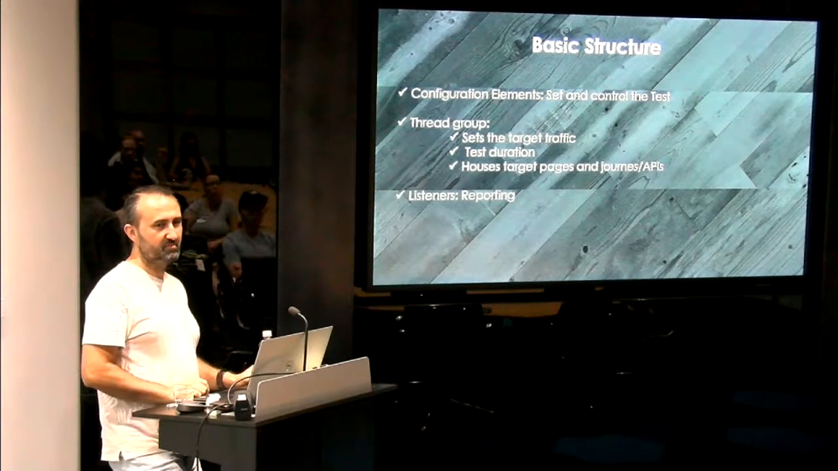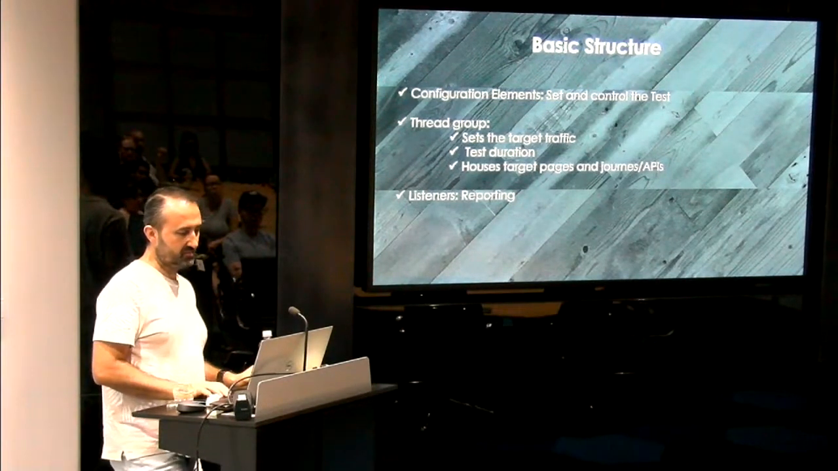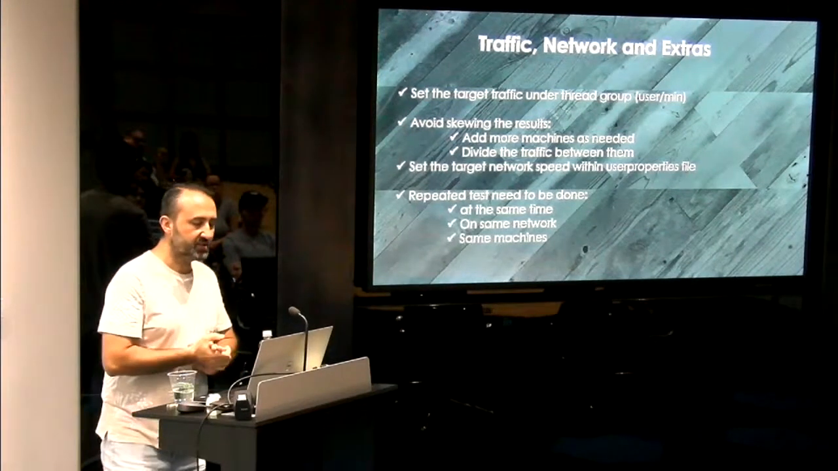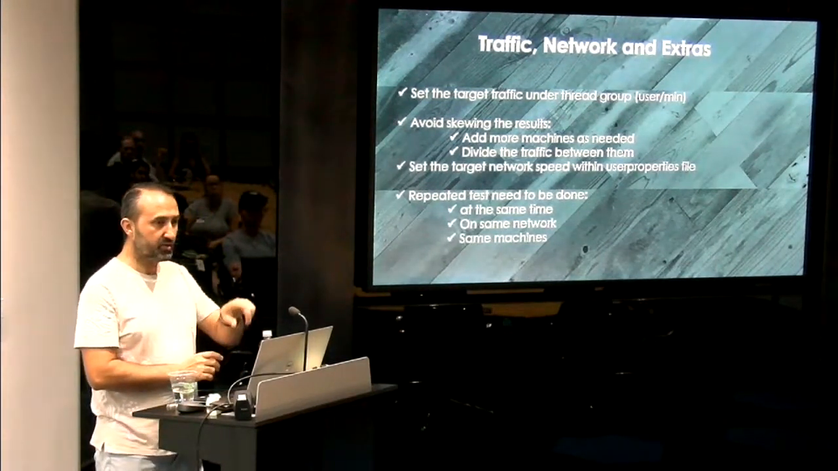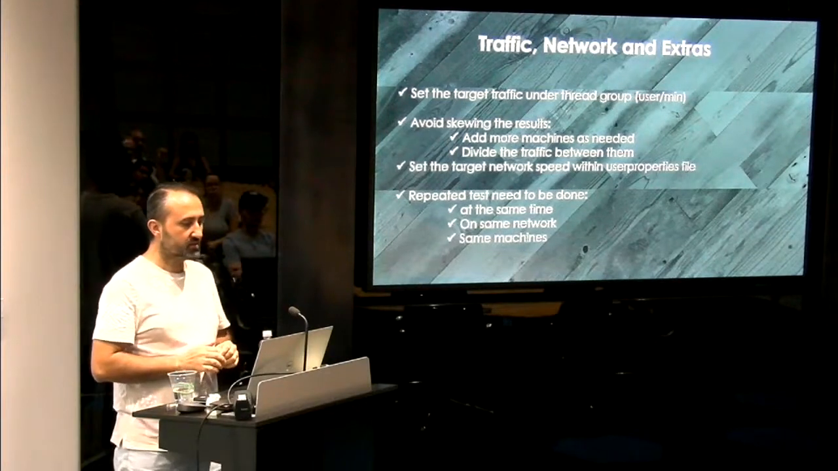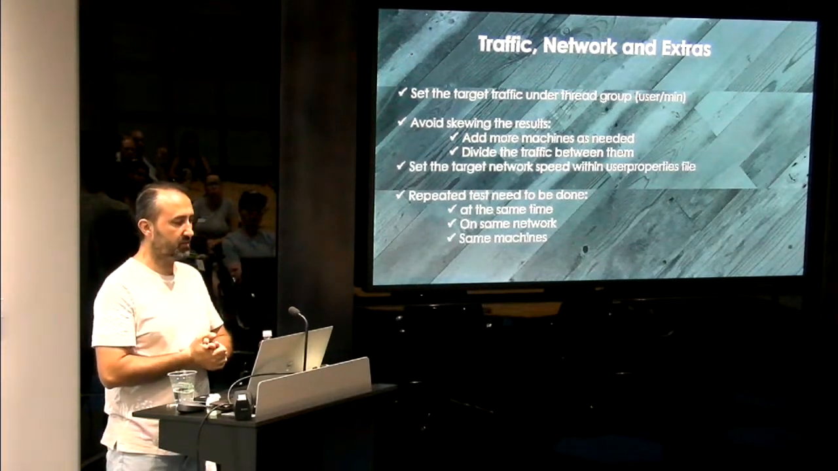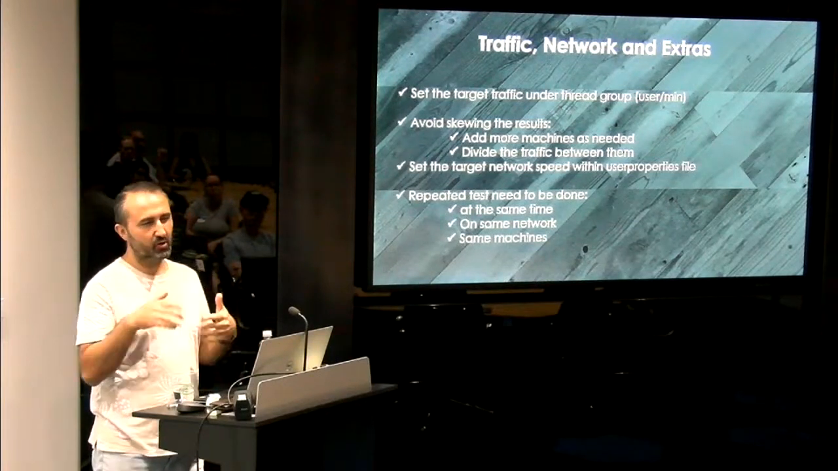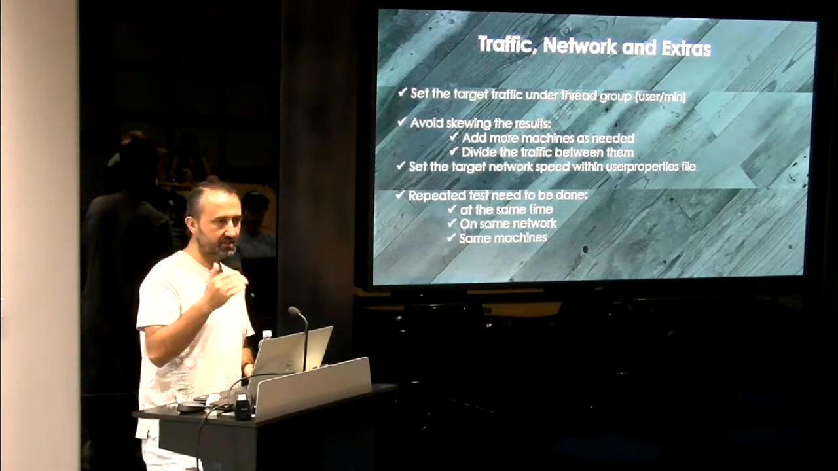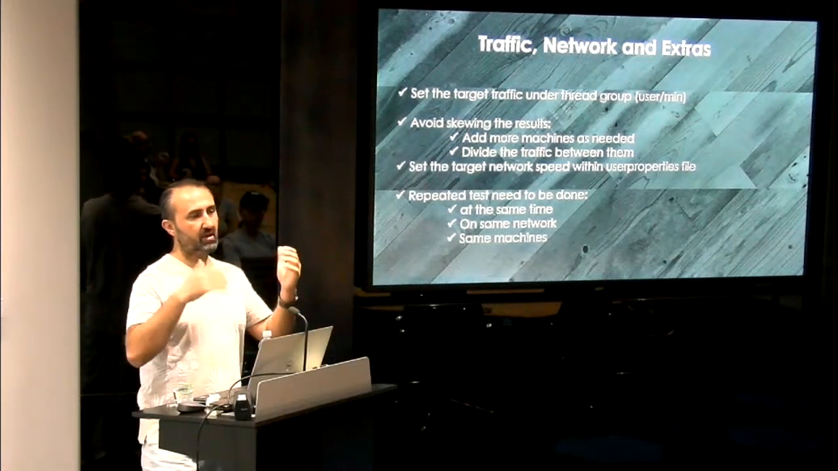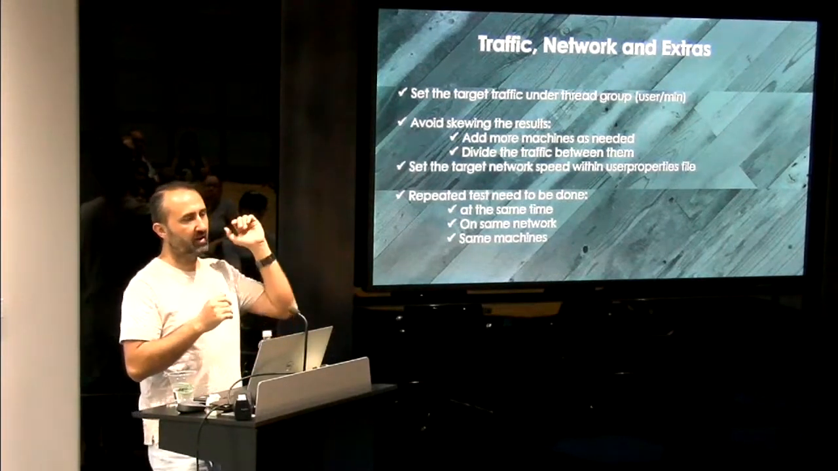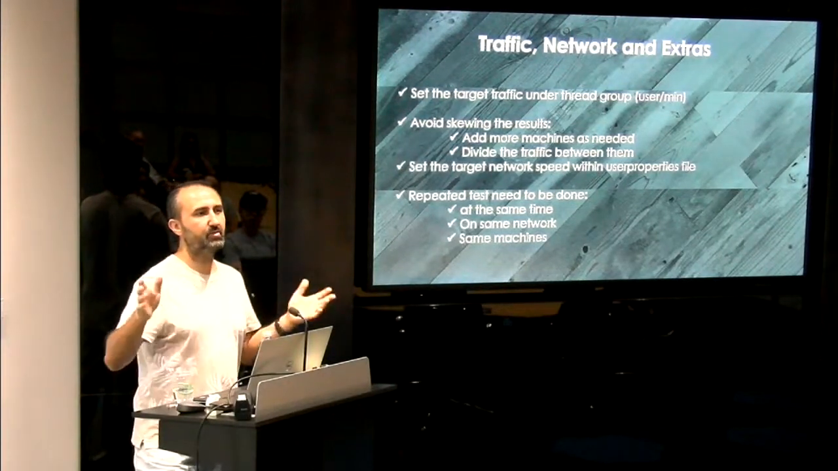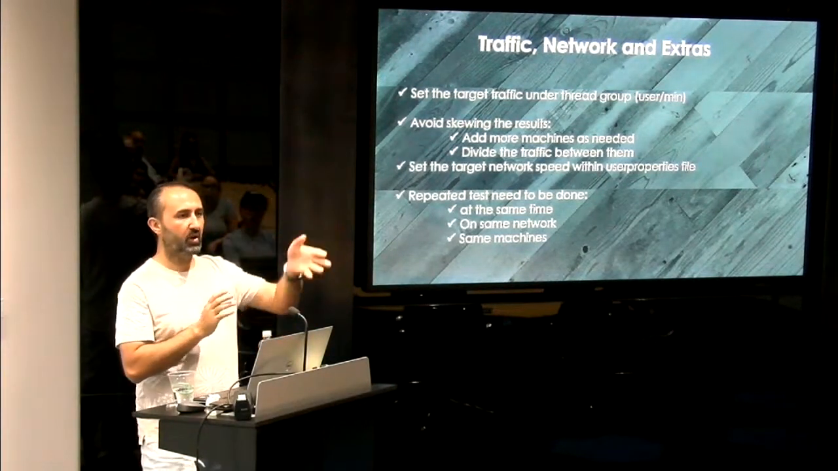Now, traffic, network, and extras. Extras really will be on the next page. So as far as traffic, you set your traffic under the thread group. It's users per minute. What I usually do is I go by 60 seconds, because my calculation goes down to a minute. So if I have 100 users, it will be 100 users, and then I set the ramp-up time to 60 seconds, and that meets the 100 per minute.